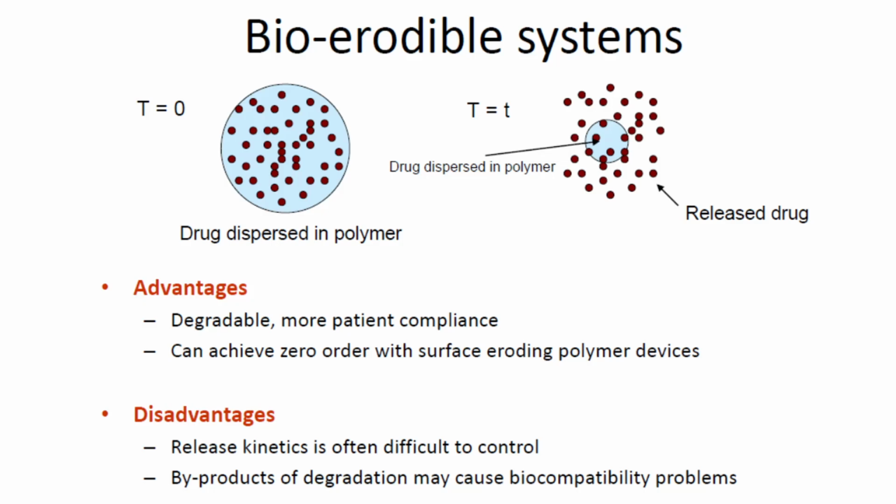So the advantages of such a system are, as it's degradable, it's more patient compliant, because in the case of non-bioerodible systems, once you manufacture that polymer system, you have to implant it inside the patient's body, and allow the drug to do its action for, let's say, a duration of 1 or 2 years. After that, since they are non-biodegradable, you have to perform another surgery to remove that implant from the body. Patients will be more compliant if you have only one surgery instead of two surgeries. So that is an advantage of bioerodible systems. Also, it can achieve zero order with surface eroding polymer devices.